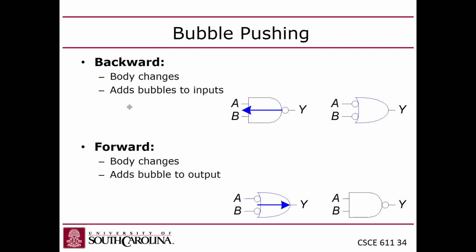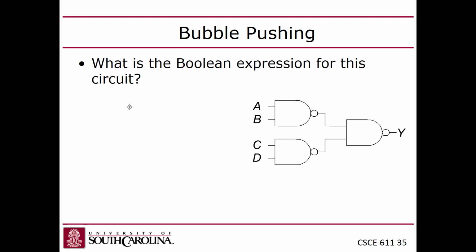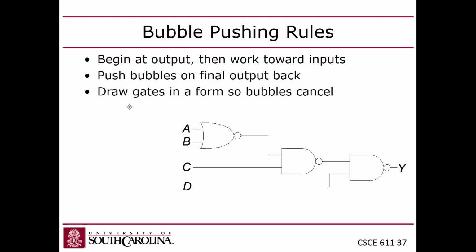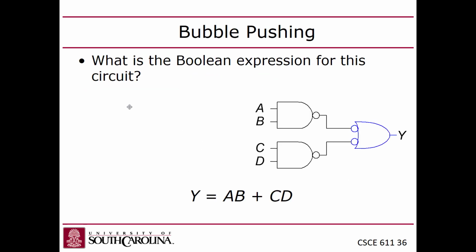So if you have a circuit like this, and you want to convert it to ANDs and ORs, you can start at the output and take this bubble at the output of the NAND gate, and you can push it backwards. Make sense? So you take this AND gate, you push the bubble back to the inputs, and it becomes an OR with inverted inputs, right? But then you realize, oh, wait a second, I've got a bubble here on this input and a bubble on this output, so those guys cancel each other out. You guys with me?